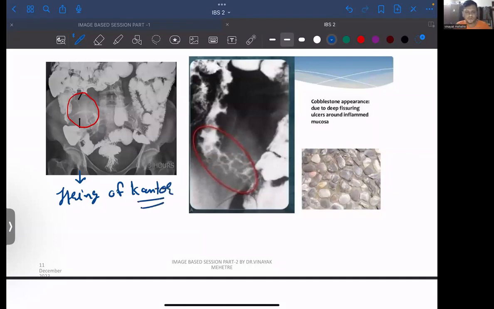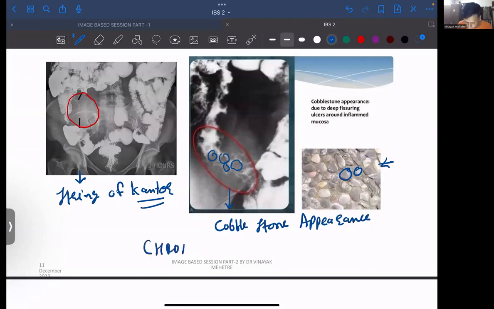Okay, all went into gardens and you would have seen such stones. Over here also we are able to appreciate cement with the stones, which is called as cobblestone appearance, and it is seen in Crohn's disease. कहाँ मिलेगा? It is seen in Crohn's disease. Okay, string of cantor and cobblestone appearance is seen in Crohn's disease.